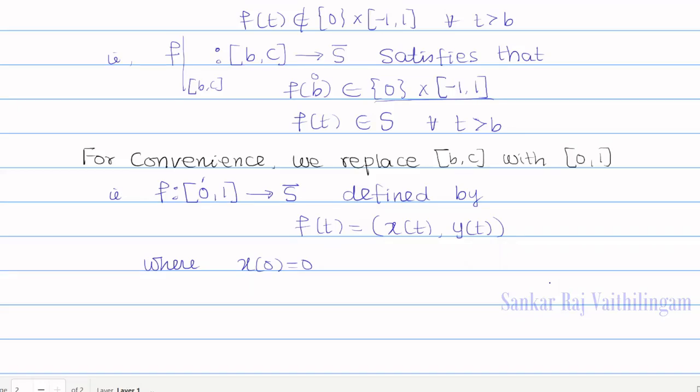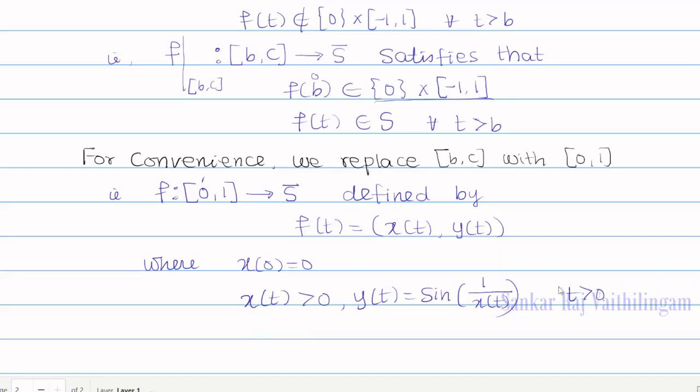I did not say anything about my y of 0, and x of t will always be positive for every t greater than 0. When t is greater than 0, x of t will be positive. With x of t like this, what is y of t? y of t is equal to sine of 1 by x of t. So this is my definition. So x of 0 will be 0 and x of t will always be positive for every t positive. Then y of t will be sin of 1 by t. Now we are going to give a contradiction.